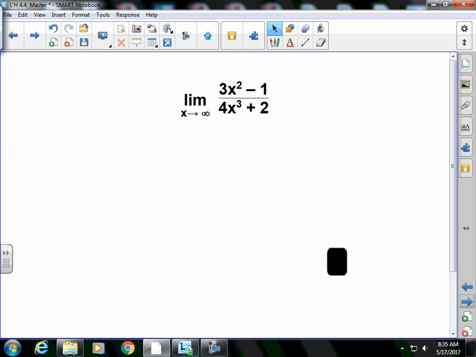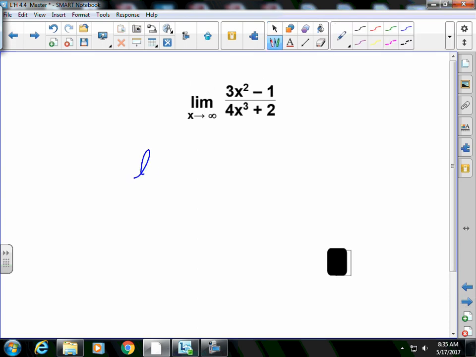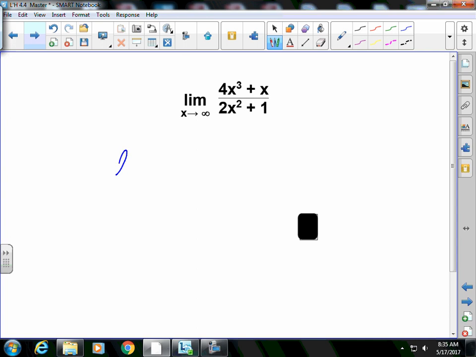Doing the same thing using the major players, we're going to look at the limit as x approaches infinity of just 3x squared over 4x cubed. Reducing that, I get 3 over 4x. Well, as x approaches infinity, the denominator gets larger and larger, and the whole thing approaches 0. Here's another example, looking at the limit as x approaches infinity of 4x cubed over 2x squared. Reducing that, I get 2x over 1. As x gets larger and larger, the numerator gets larger and larger, so the whole fraction approaches infinity. So the limit for that would be infinity.